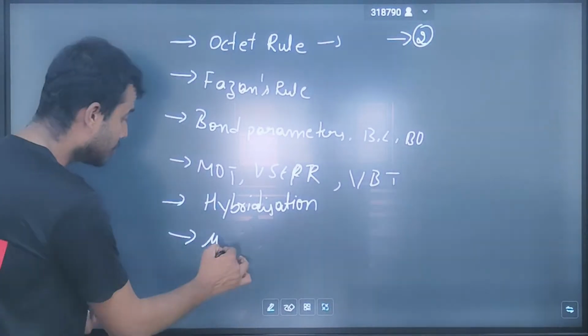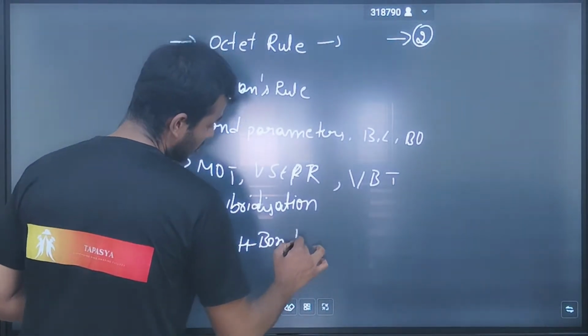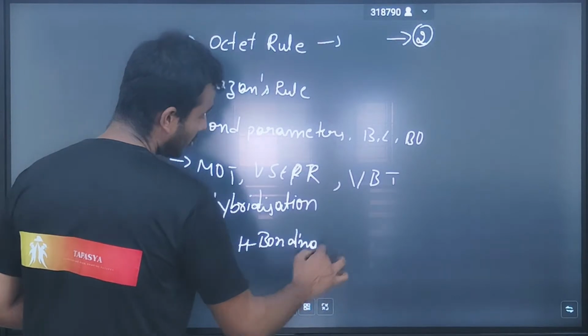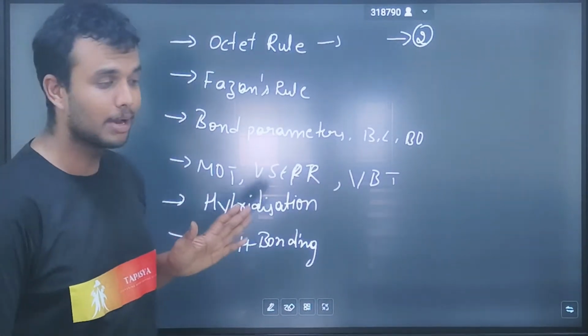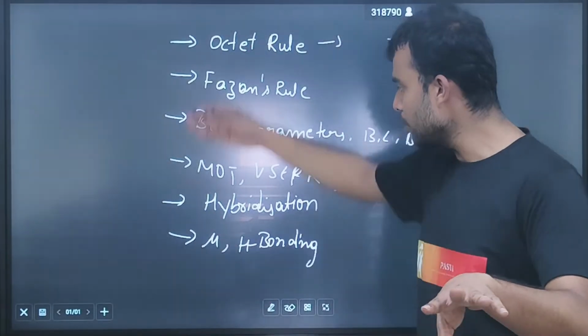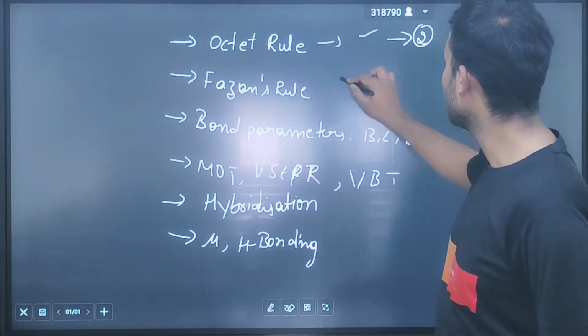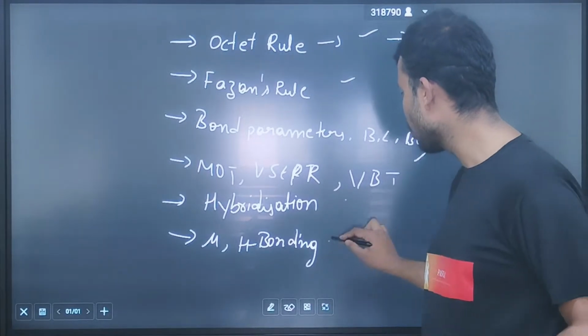You should also know about hydrogen bonding. Hydrogen bonding is also important. These are the subtopics of chemical bonding. In this particular class, your Suhas sir is going to discuss all these points and troubleshoot all of this. I hope it's clear.